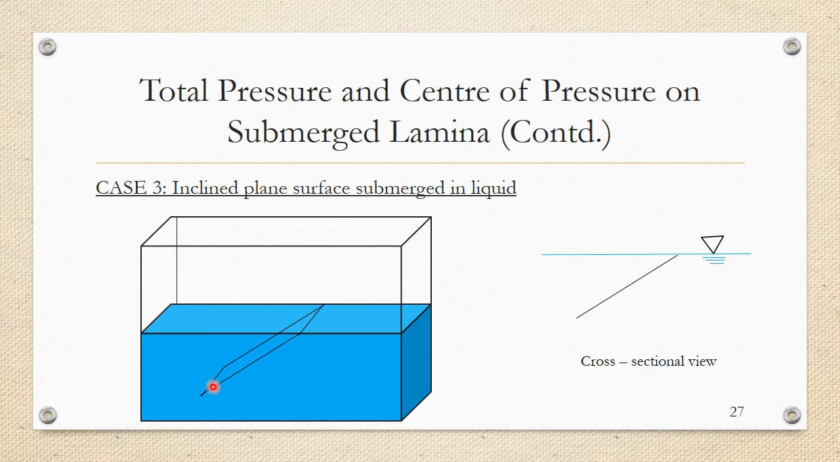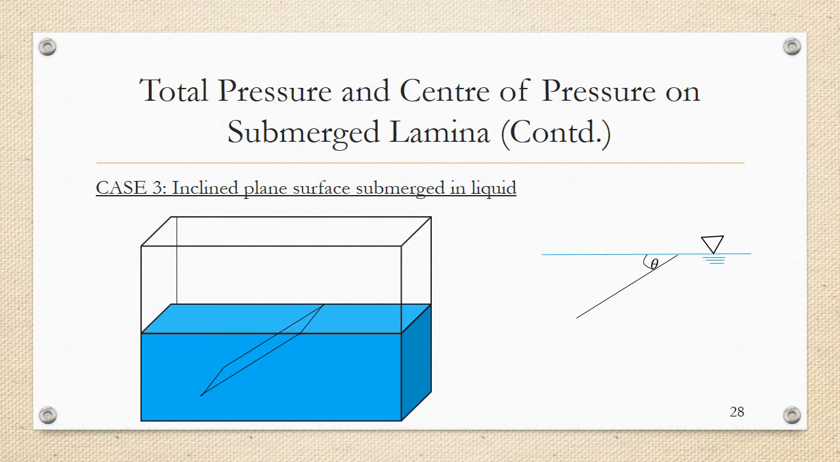So this is the cross-sectional view. From the cross-section, we'll only be able to see this edge of the plate, and this is the cross-sectional view of this particular scenario when the plate is submerged at an incline. Now when we're talking about incline, there should be an angle involved, and that angle is theta. Theta is the angle made by the plane surface with the free surface of fluid. If this theta is transferred onto the cross-sectional view, it would look like this. This is the angle made by the inclined plane surface with the free surface of fluid.